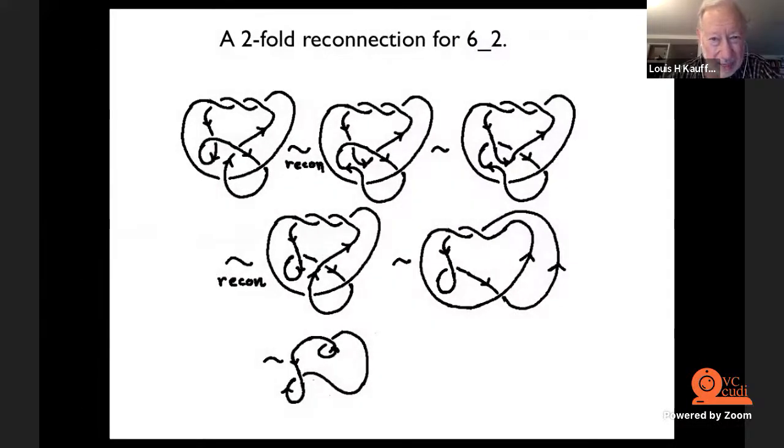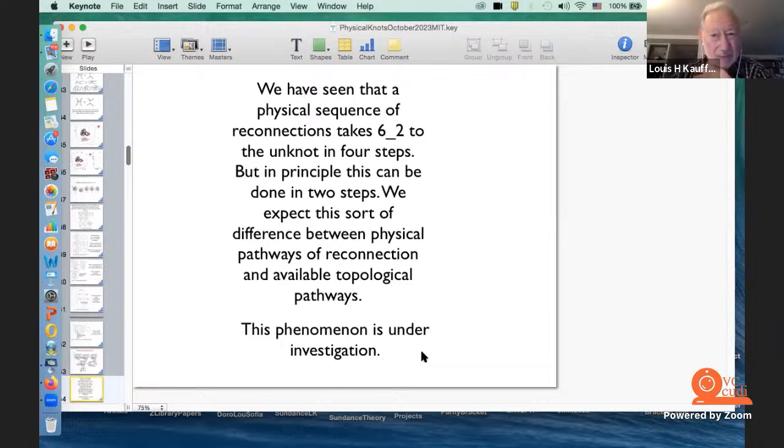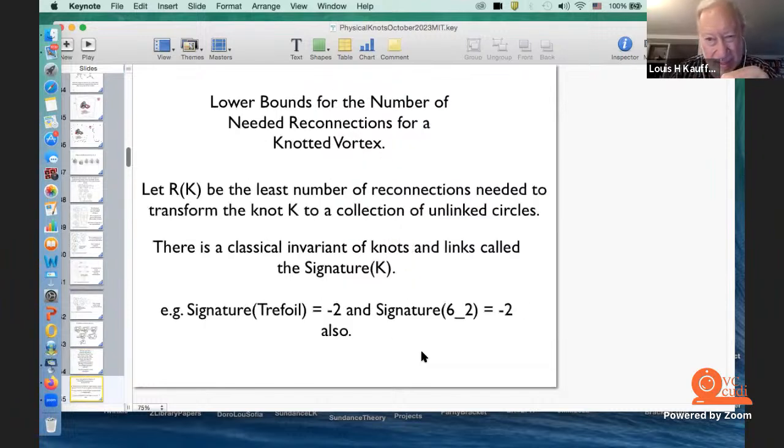Here's what it would look like if you had 6.2 doing that in context. Here's the 6.2, and right here we went through a reconnection. Then this pulled back and went back over and reconnected, and this is now unknotted. That's how it would look if it happened. So we've seen that a physical sequence of reconnections takes 6.2 to the unknot in 4 steps, but in principle, it can be done in 2 steps, and this requires more investigation.